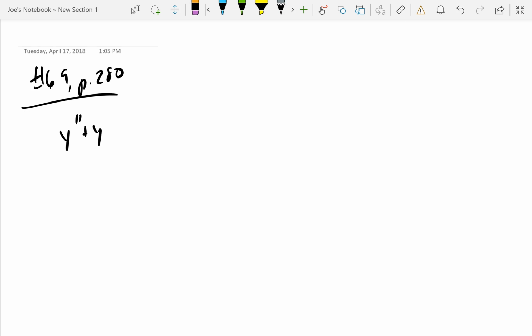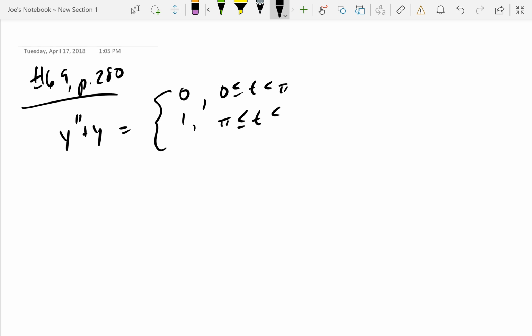So we've got y double prime plus y equals 0 if t is less than pi, 1 if t is between pi and 2 pi, and 0 if t is greater than or equal to 2 pi.